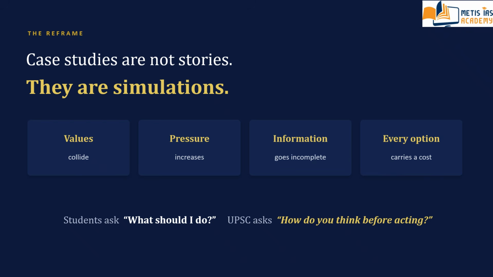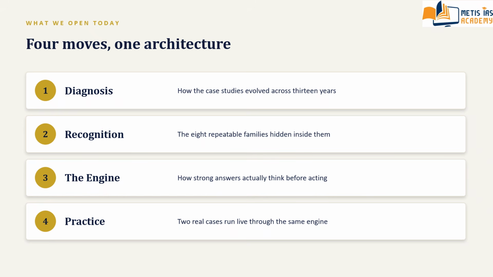Case studies are not stories, they are simulations. Every year, UPSC creates a situation where values collide, pressure increases, information becomes incomplete, and every available option carries a cost. Students usually think UPSC asks, what should I do? Increasingly, UPSC seems to ask, how do you think before acting? They are not directly asking, what should I do? They are asking, how do you think before acting?